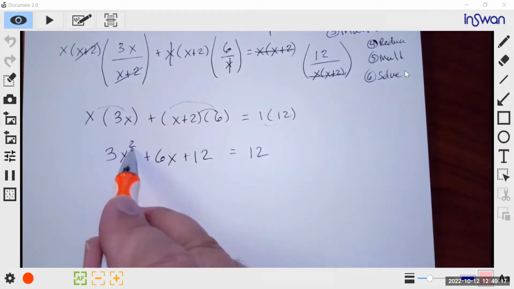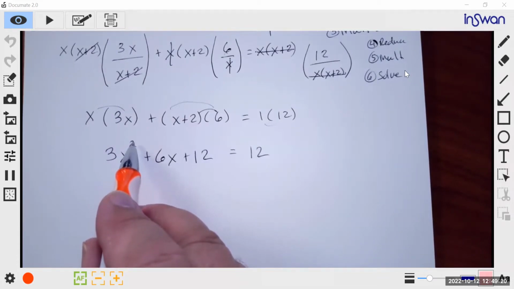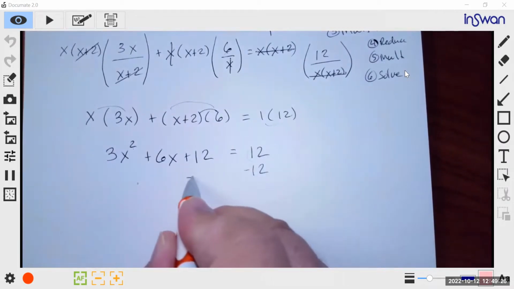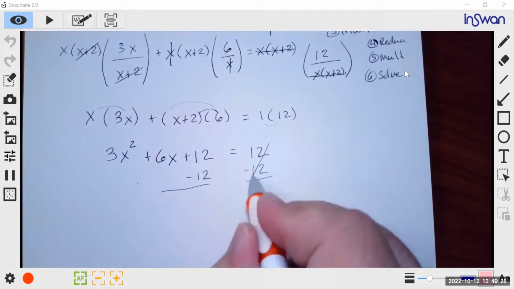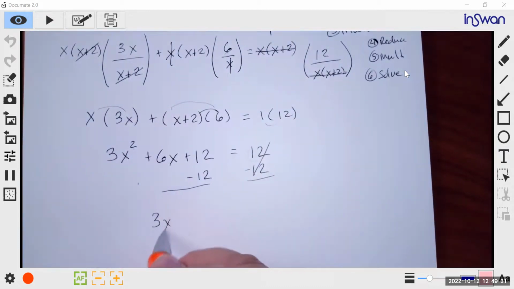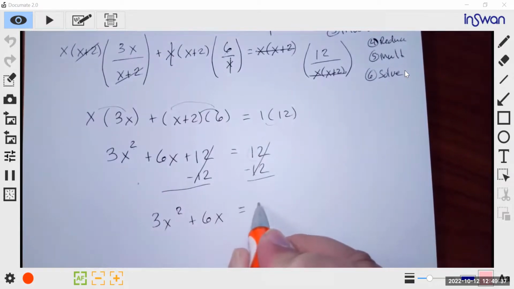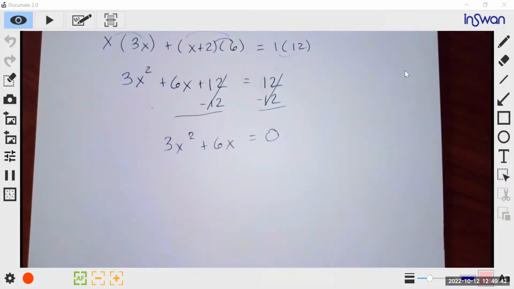It's quadratic, so it has to equal what for us to solve it? 0. So we have to get rid of this one. And that cancels also. So what do you do next? All the x's to one side. How do you solve that? 3x squared plus 6x.